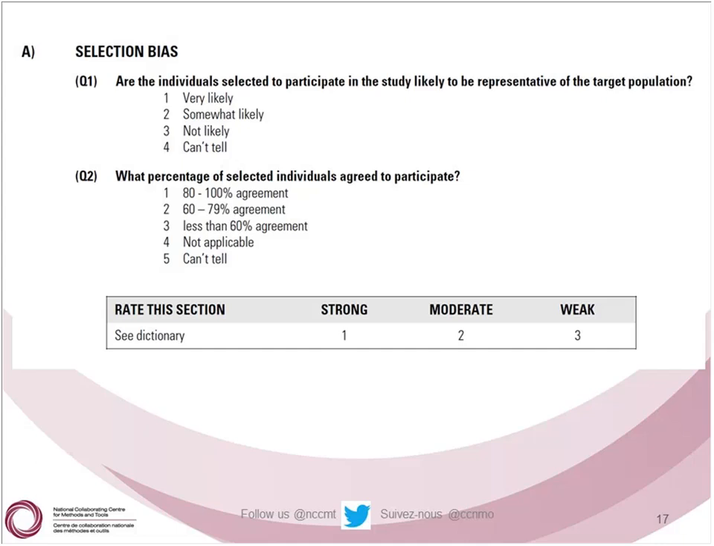And you are correct. So based on the dictionary, if we have somewhat likely for question 1 and 80 to 100% agreement for question 2, we would say that that is moderate. So that is correct.